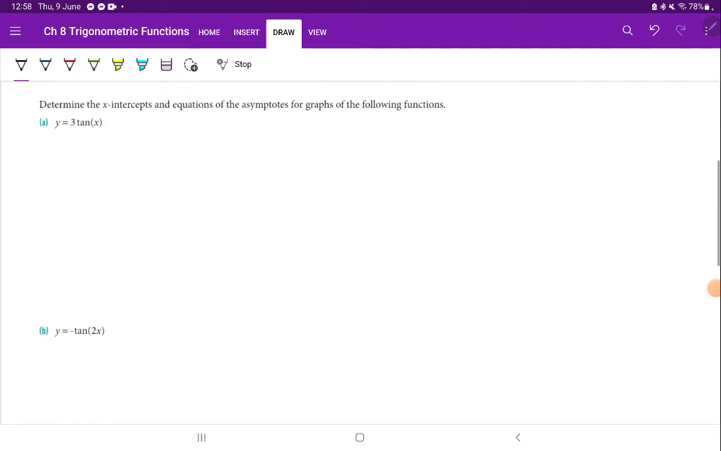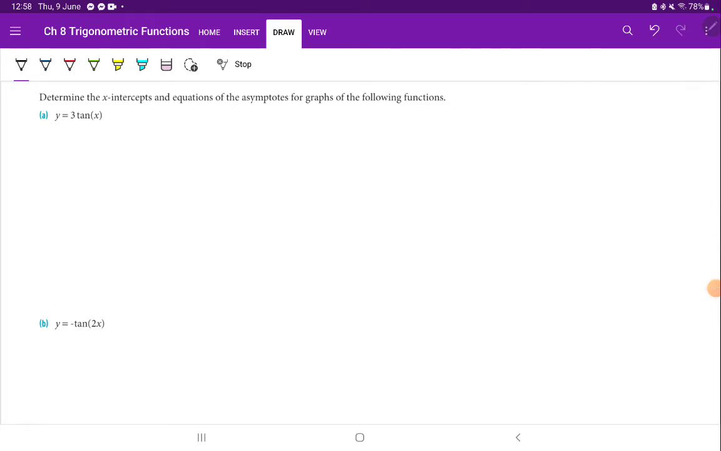Alrighty. So determine the x-intercepts and the equations of the asymptotes of the graph of the following functions, and then we're going to have a go at sketching them. So we've got 3 tan of x. Well, A doesn't really mean anything, so we can disregard the 3, and the period's just going to be, because the B value is equal to 1, that means the period is going to be equal to pi on absolute value of B, which is pi on the absolute value of 1, which is pi on 1, which is just pi. So the period's going to repeat every pi. The fact that it's got a 3 in the front doesn't really matter.